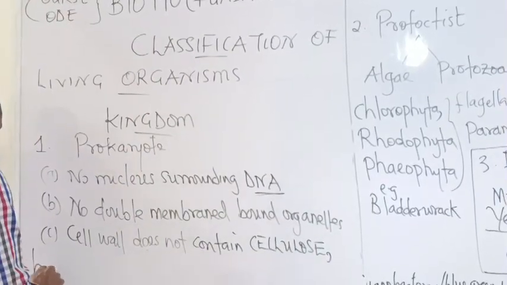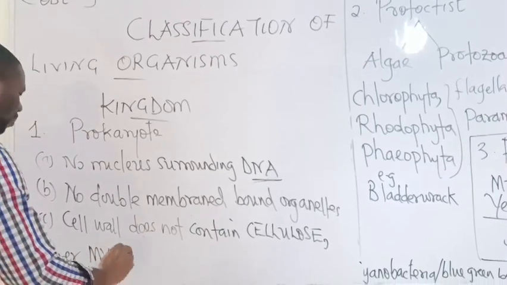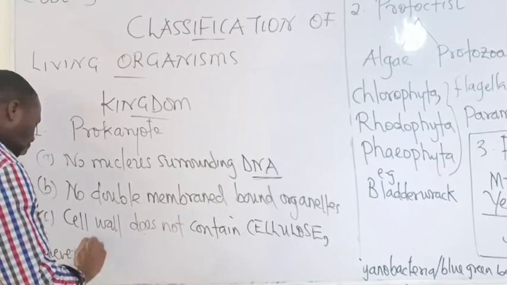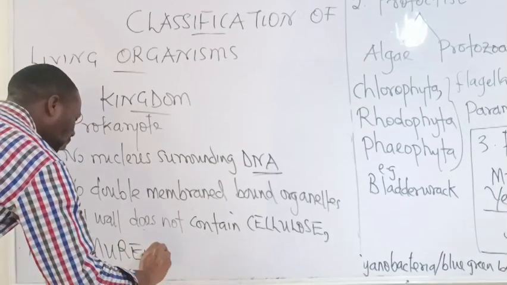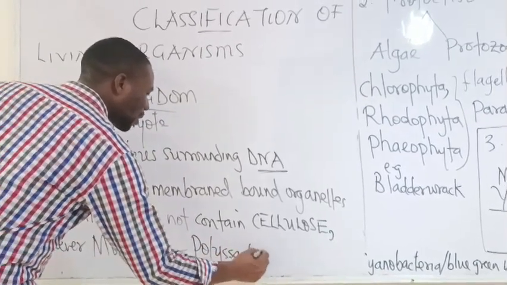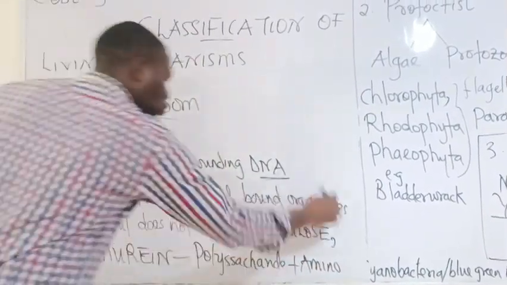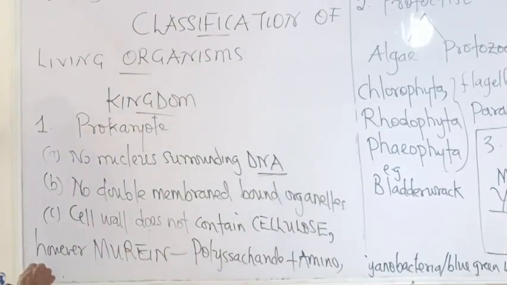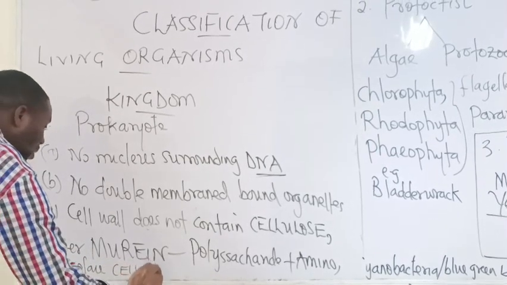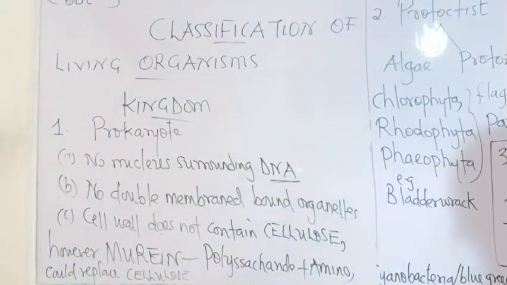However, murine, which I had mistakenly called myelin, consists of polysaccharide and amino acid, and could replace the cellulose that is missing in the cell wall.